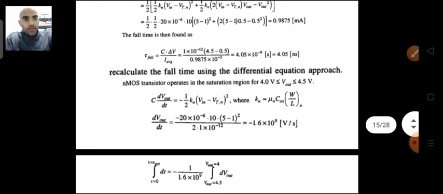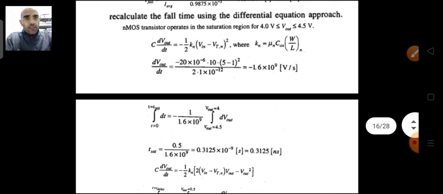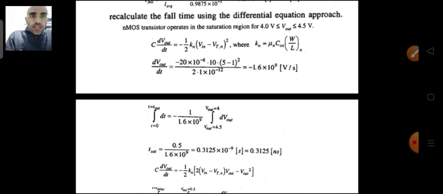So okay, the second method is to find the same solution, the fall time, but now with the help of the differential equation approach. Again we have to do the same thing, but for the whole range. So again we will write this equation. We will use the C dV out upon dt equation, which is equal to minus of iD.